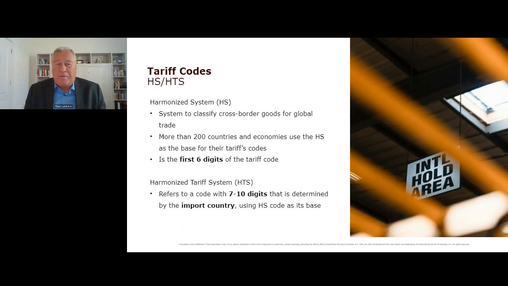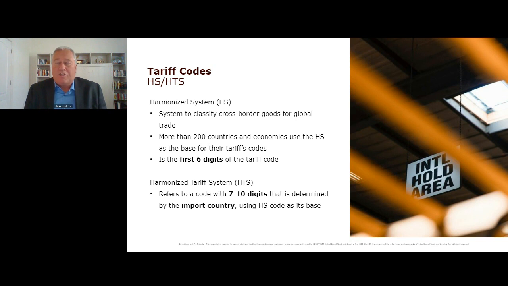Let's talk about tariff codes now, because tariff codes basically are going to drive the duty rate. The harmonized system is run by the World Customs Organization, or the WCO. About 200 countries have gotten together in the WCO. It covers 98% of all international trade, and they've agreed to the first 6 digits.